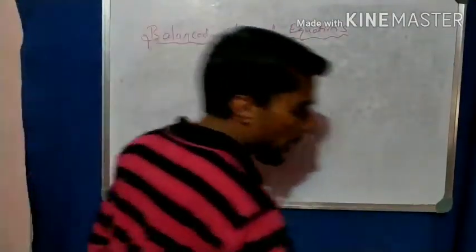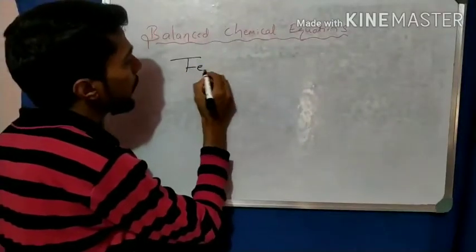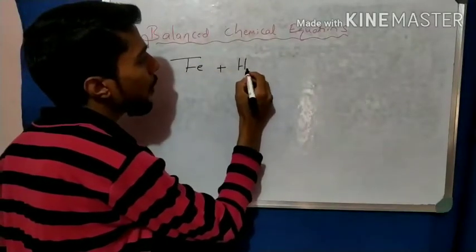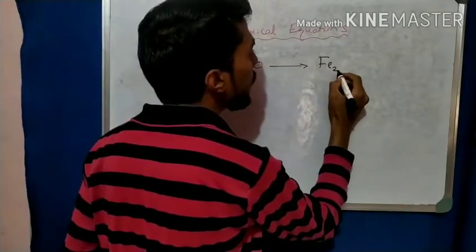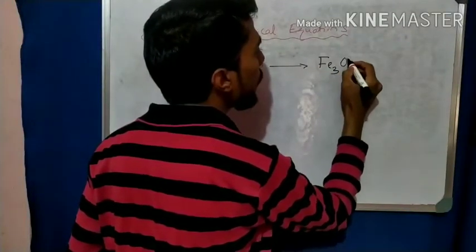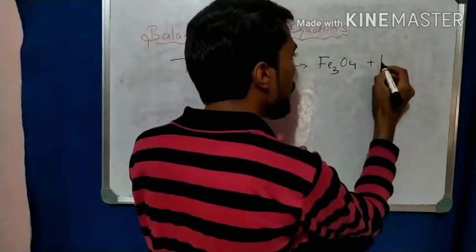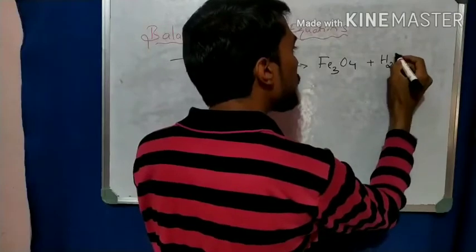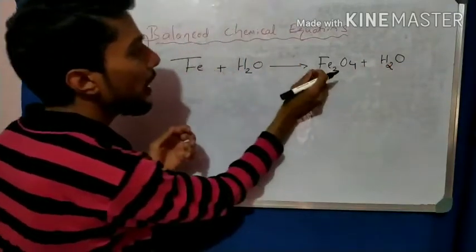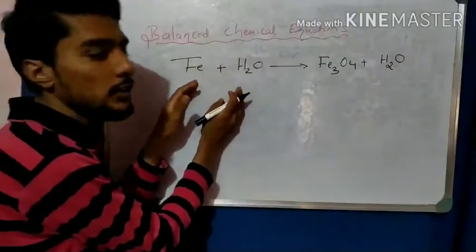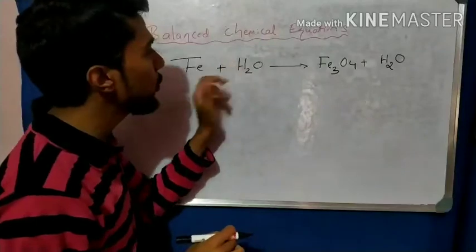A direct symbol example, that is Fe, iron, when reacting with water gives Fe3O4 plus H2. I give some gap because I will write a number. So while writing this equation, you have to put some gap here because you will add a number here. Okay, so put some gaps.